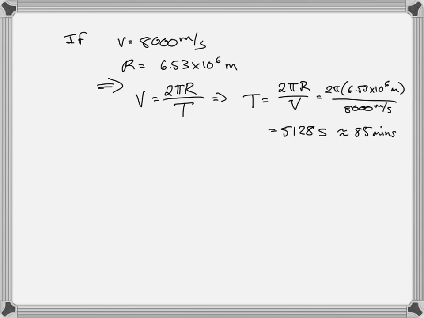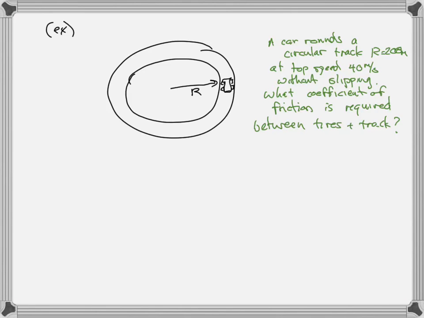Okay, so Alexa says 91 minutes, so we were pretty close. Pretty good estimation. Okay, here's another quick one. A car goes around a circular track, radius 200 meters, at top speed of 40 meters per second. That's around 80 miles an hour. So v is 40 meters per second.